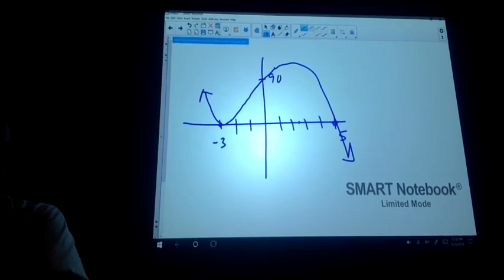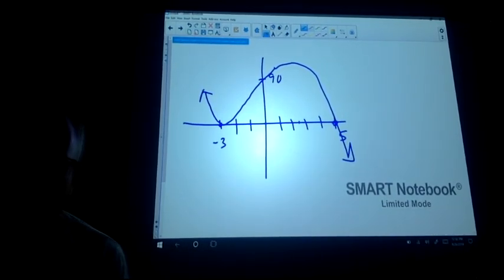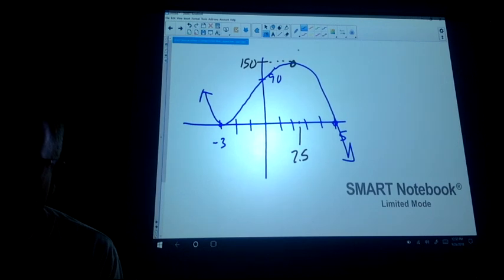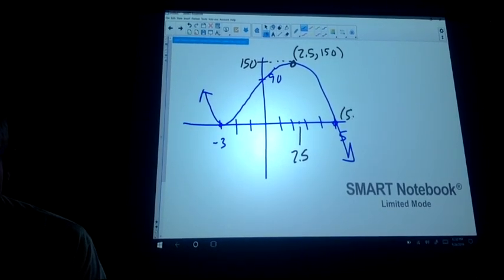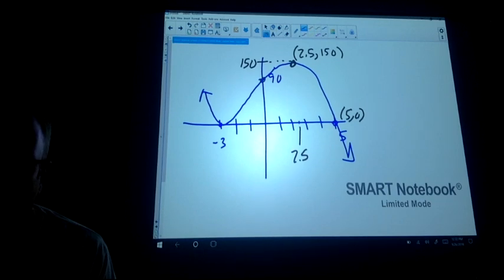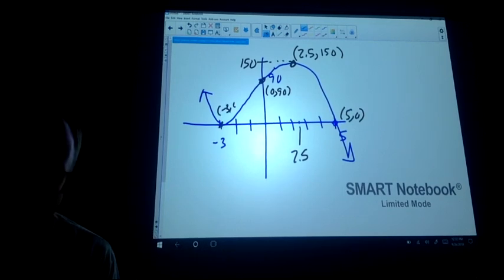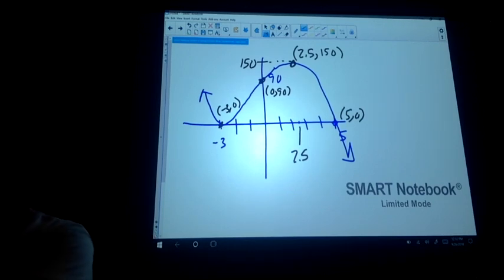So I know that it's not the perfect thing, but let's just pretend it is. So let's say that up here, this is like 150. This looks to be about 2.5. So this point right here would be 2.5 comma 150. Does that seem okay? And this point right here would be 5 comma 0. This point right here would be 0, 90. And then this point here would be -3, 0. Does everyone feel comfortable with how I generated those points? Anyone stuck on that?